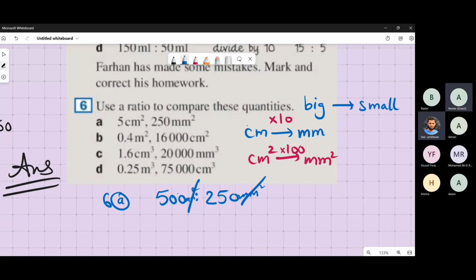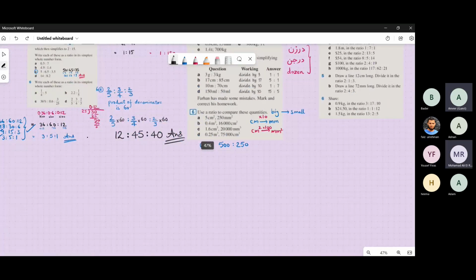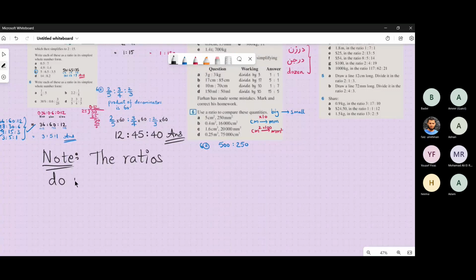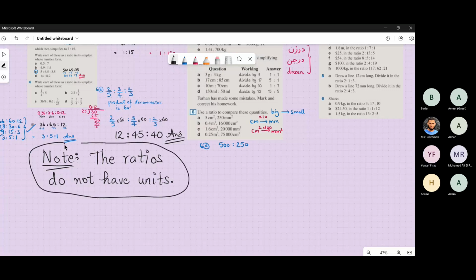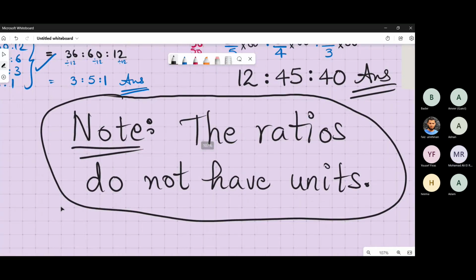Students, please remember there is no unit in ratios. I'm going to write it very big. The ratio, this can come in fill in the blanks. The ratios do not have units. Why don't they have units? Who can tell me the logical explanation? Everyone, please write this in your notebooks.